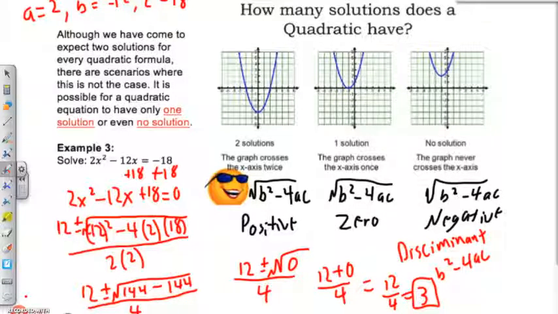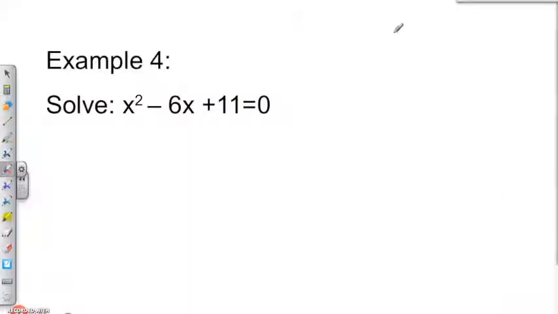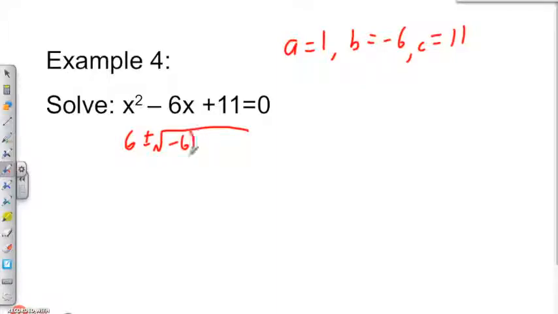Alright, let's look at one last example. So we are given x squared minus 6x plus 11 equals 0. This is already in standard form, so we are good to go. A is going to be equal to 1, B will be equal to negative 6, and C will be equal to 11. So we are going to plug into our formula a negative B, so a negative 6 would be a positive 6, plus or minus the square root of a negative 6 squared, B squared, minus 4 times A, which was 1, and C, which was 11, over 2A, which would be 2 times 1.